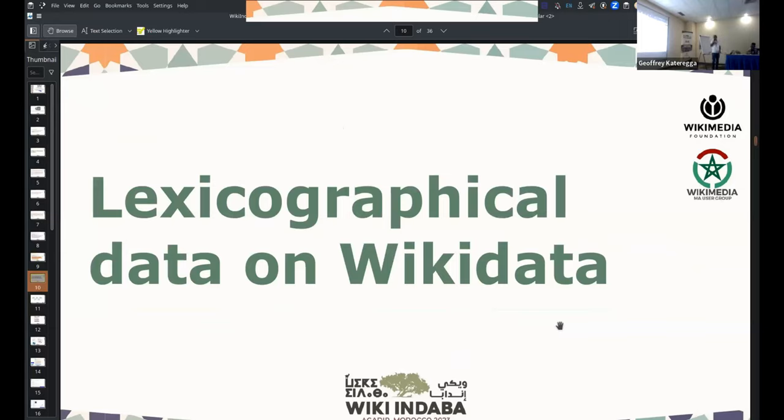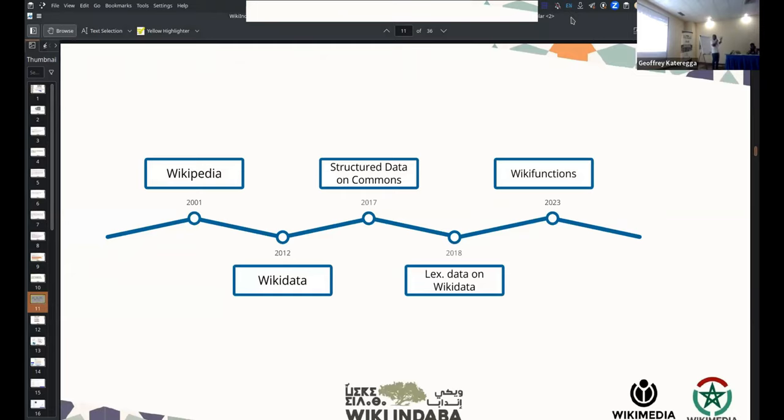I would like just a slight show of hands. Who here is hearing this word, lexicographical data, for the first time in their life? Okay, that's three people. That's fine. So what is it about? What is lexicographical data and how did we get here? By the way, who here doesn't know what Wikidata is? Everyone knows what Wikidata is. Awesome. So, how did we get here?